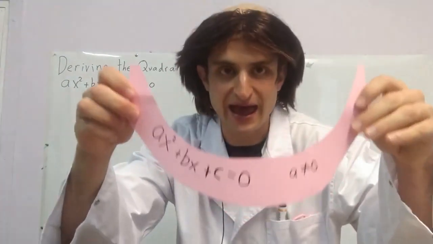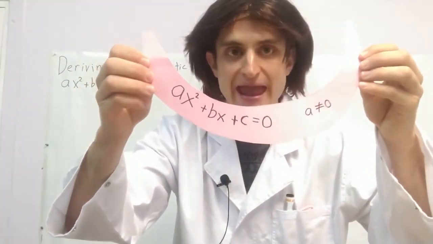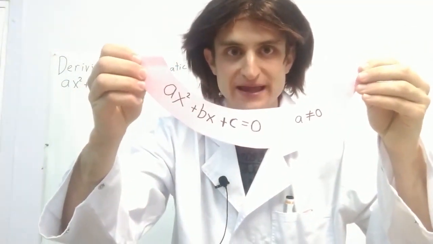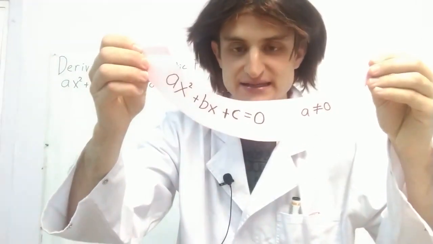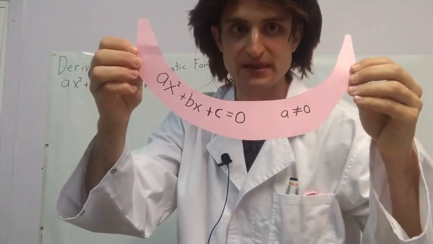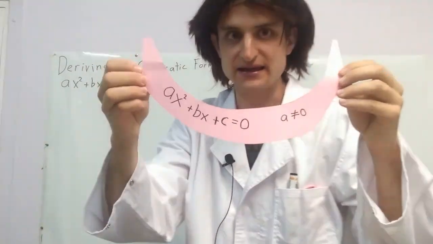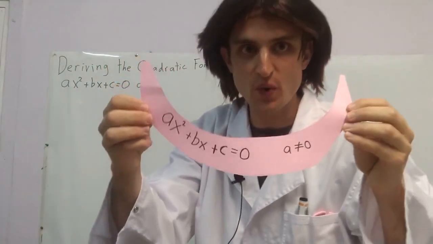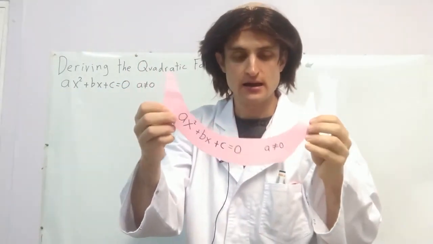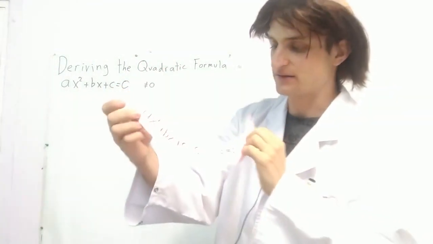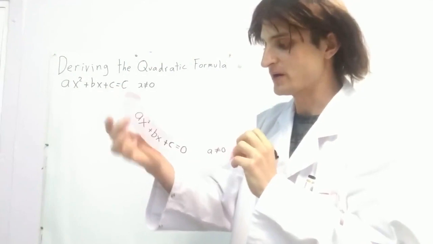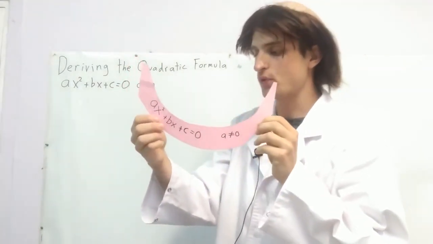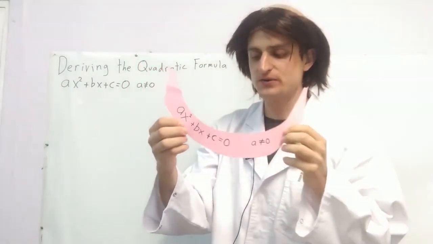Ooh, look! What do we have here? ax squared plus bx plus c equals 0, and a doesn't equal 0. This looks like a parabola. Where does he live? Let's ask him. Baby parabola, where do you live?